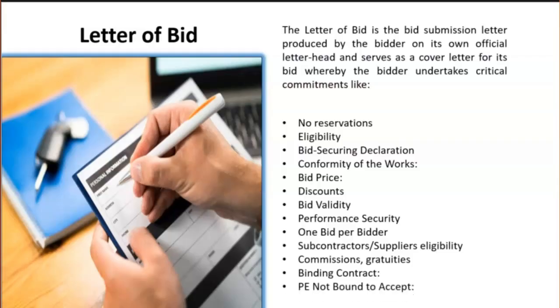The employer not bound to accept. The bidder declares here its understanding that the employer is not bound to accept the lowest evaluated cost bid, the most advantageous bid, or any other bid that the employer may receive. And finally, fraud and corruption. The bidder certifies here that it has taken steps to ensure that no person acting for it or on its behalf engages in any type of fraud and corruption.